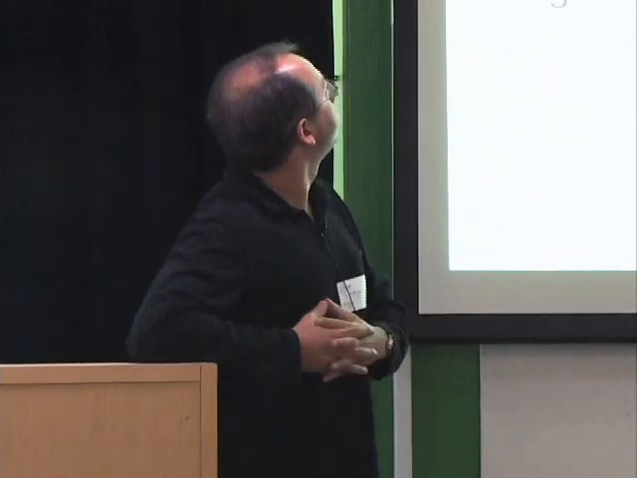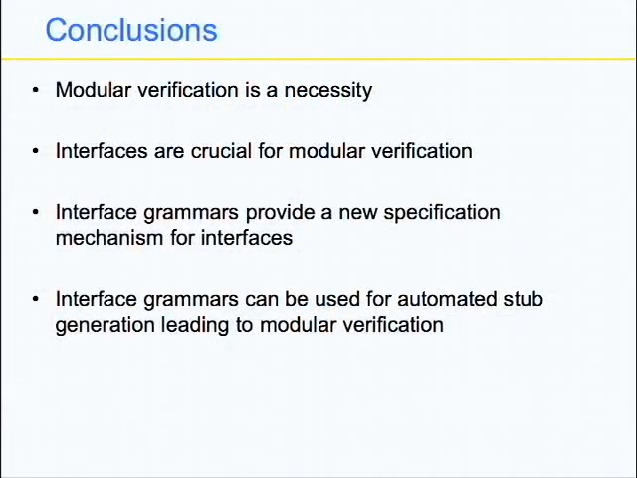So modular verification, I believe, is the key to efficient verification. And this idea of using interfaces to generate, this idea has been around. You do modular verification and you specify interfaces. Interface grammars are a new way of looking at it. There's a lot of work using finite state machines to specify the interaction behavior, so this is a different way of looking at it. And I think there's a lot of things that can be done.